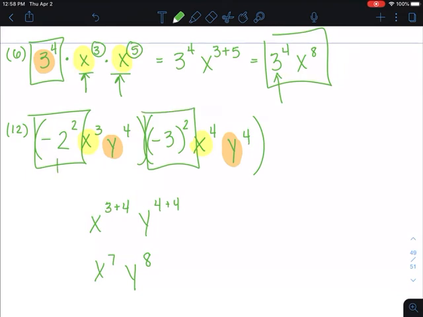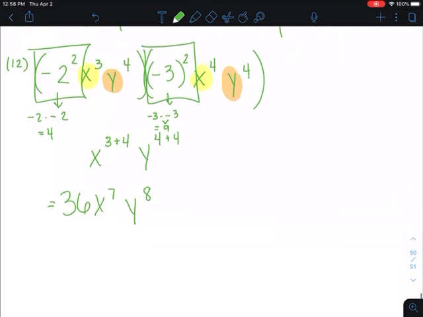Now your numbers, you're going to tell me what this is, and then multiply them together. So negative 2 squared is negative 2 times negative 2. And negative 2 times negative 2 is 4. And then negative 3 squared is negative 3 times negative 3. And that equals 9, not 8. So now I have 4 times 9, and 4 times 9 is 36. So we were able to multiply the numbers together to get our final number. And then we combine the x's and the y's to have one base of each. So your final answer would look like this.